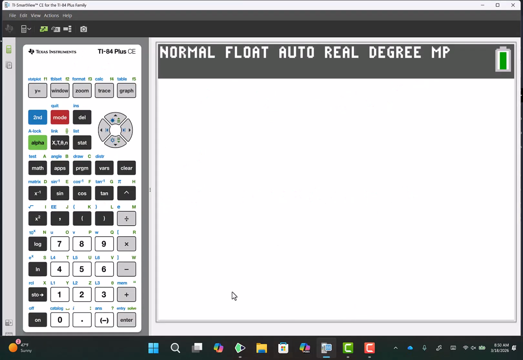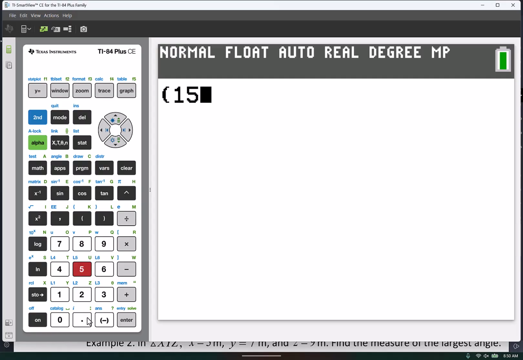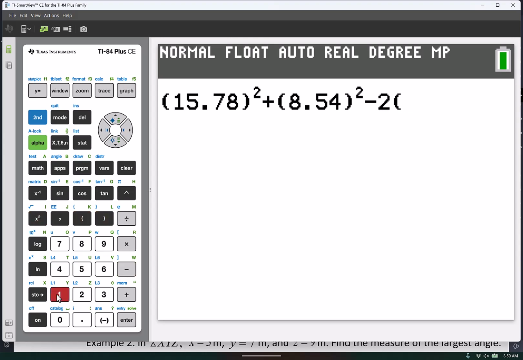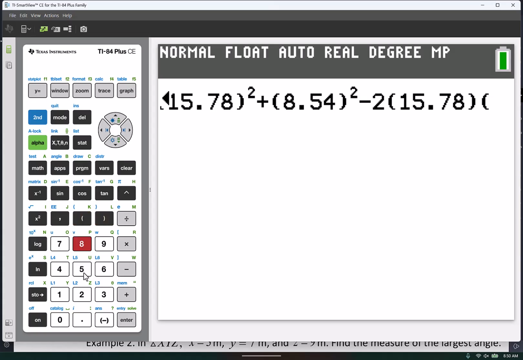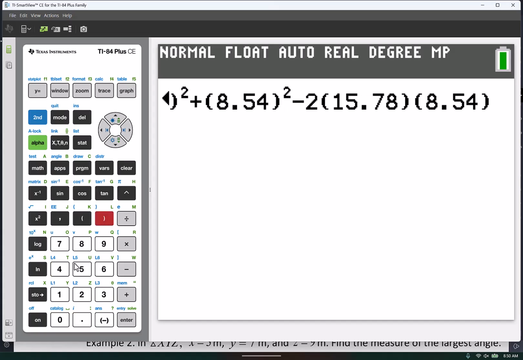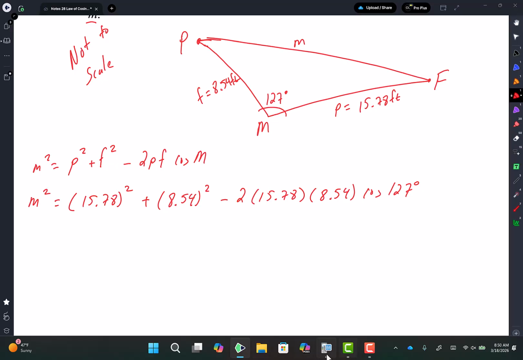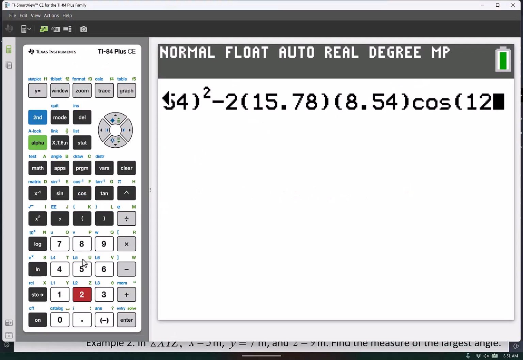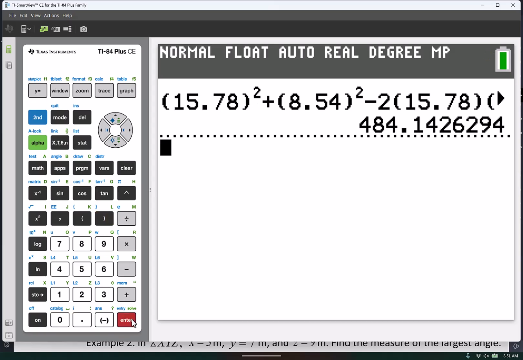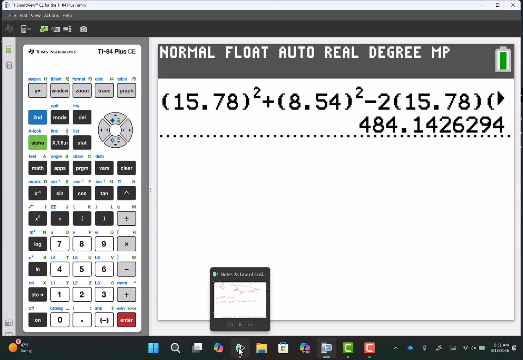All I'm doing is typing this on the right-hand side. 15.78 squared. So I come back. I go parenthesis, 15.78 close it squared. Plus, what was the other one? 8.54 close it squared. Minus 2, open parenthesis, 15.78 close open 8.54 close, cosine, and then what was it? Cosine of 127. So I push 127, and I push enter, and so there it is. So that's not my M. That's M squared.